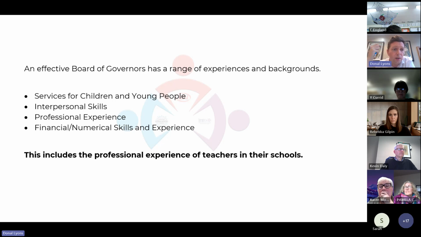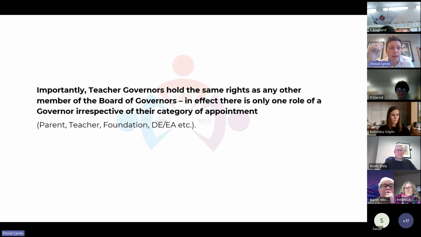The department has suggested that these include services for children and young people, interpersonal skills, professional experience, and financial numerical skills and experience, accountancy, and various other things to do with the framework. But for our purposes, the most important of these is the professional experience of teachers in their schools, because this is the reason why the concept of teacher governor exists in the first place: to know that teachers have a high degree of professionalism. They also have a very real world lived experience of what life is like in the classroom, how a school is functioning, and areas where a school can improve or needs to take future efforts on.